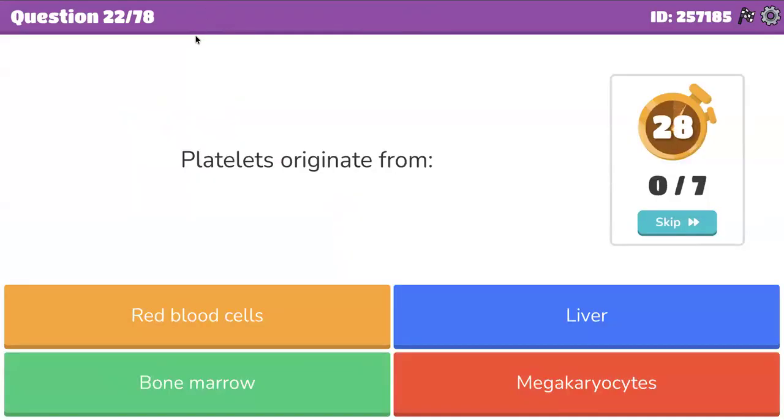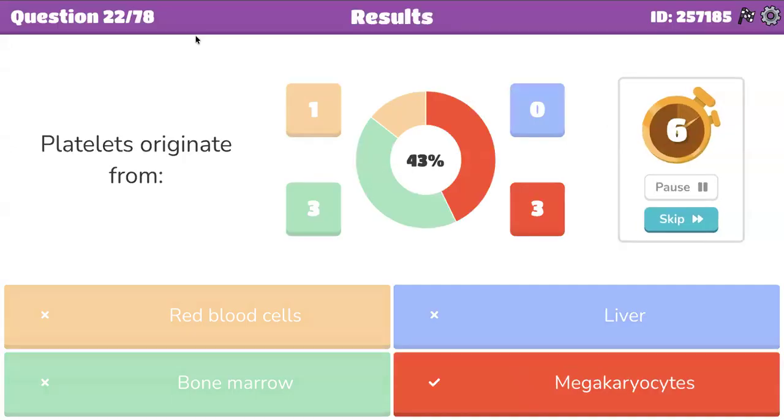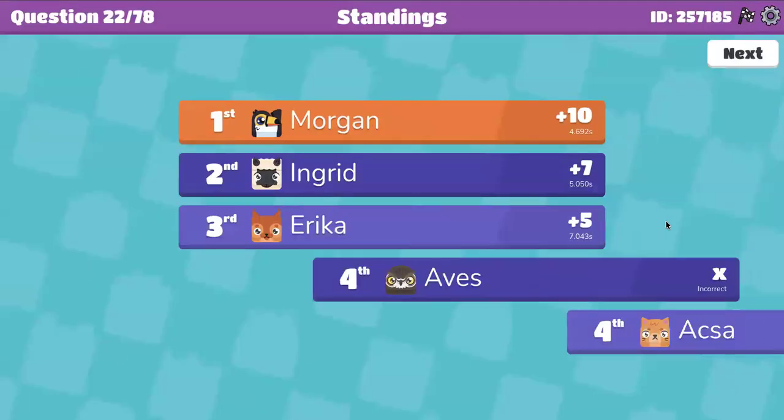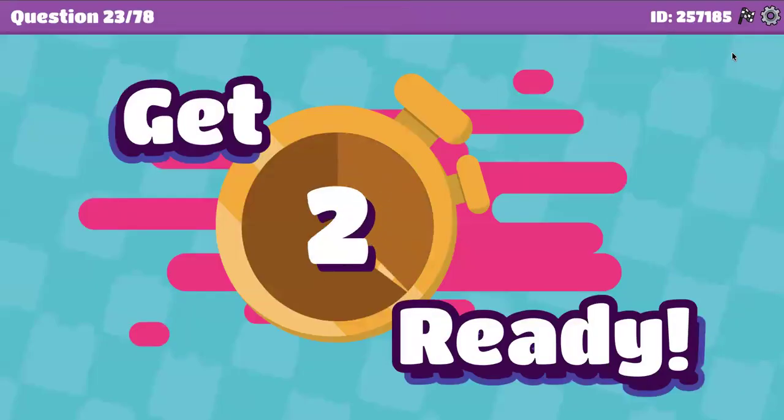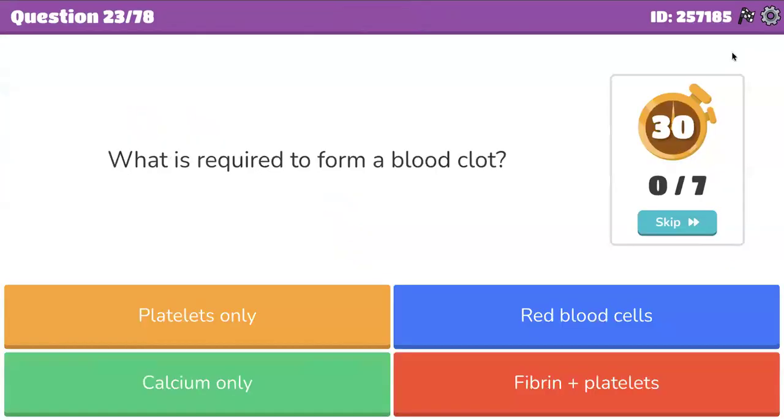Platelets originate from, do they originate from red blood cells, the liver, bone marrow, or megakaryocytes? Megakaryocytes. Megakaryocytes are so huge because they break off parts of themselves to make platelets.